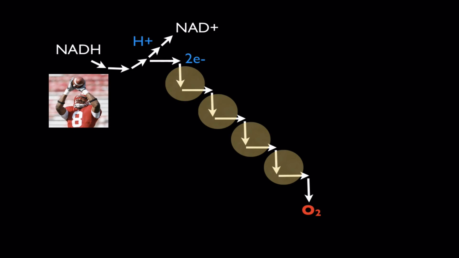Remember, NADH is kind of like a football player with the electrons. So this guy's got the electrons. So here's NADH. And what happens is NADH is going to be feeding its electrons into something called an electron transport chain. So this is the electron transport chain. And it's a series of membrane proteins embedded in the membranes of mitochondria, basically.